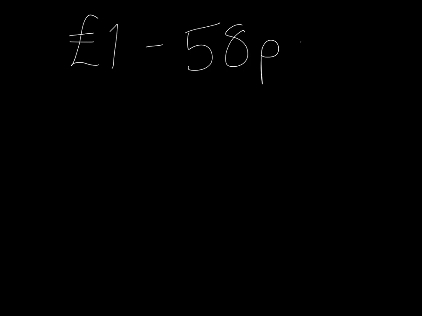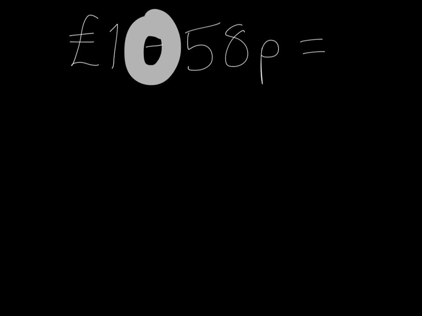So for example, if we have been given £1 to pay with, you would write £1, subtract, if the item was to cost 58p, and your equal sign. The reason that we use a subtract in this number sentence is because we are taking away an amount of money to work out the change that we will get given back once we have spent it.